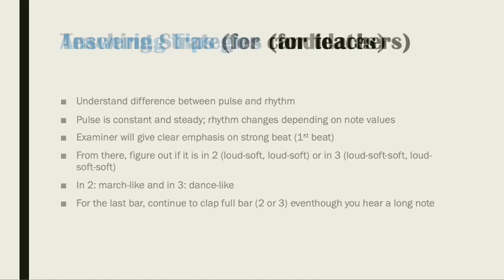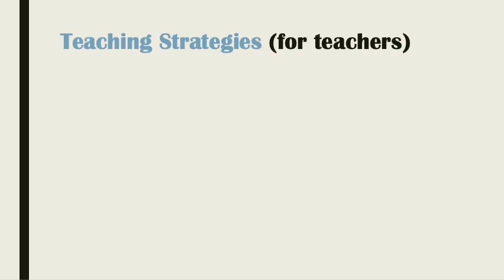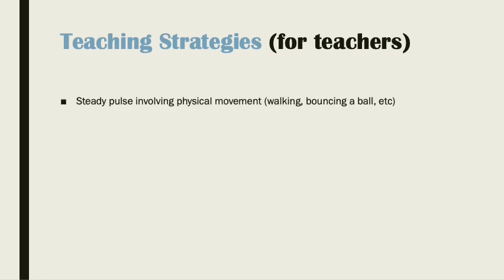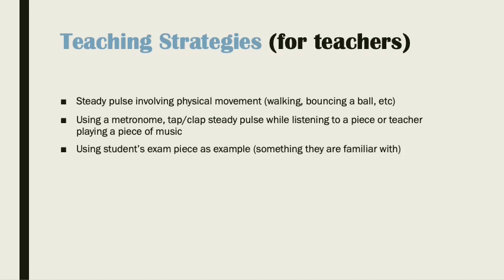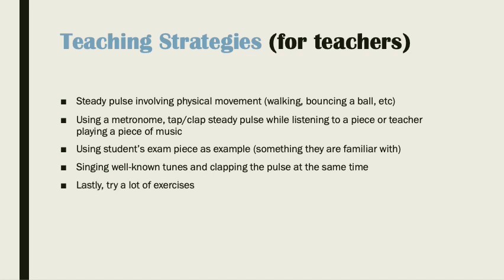And here are some teaching strategies for teachers. You can introduce steady pulse involving physical movement, for example, walking and bouncing a ball. Or you can use a metronome and have the student tap or clap the steady pulse while listening to a piece or a teacher playing a piece of music. You can also use students' exam pieces as examples, something they are more familiar with. Or you can sing some well-known tunes and clap the pulse at the same time. Lastly, try a lot of exercises because practice makes perfect.